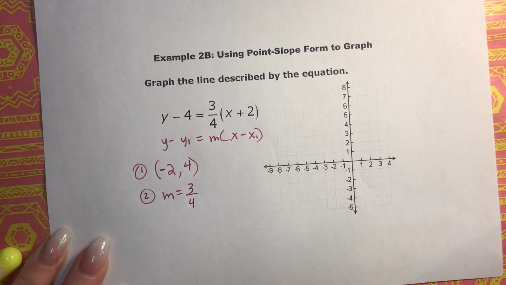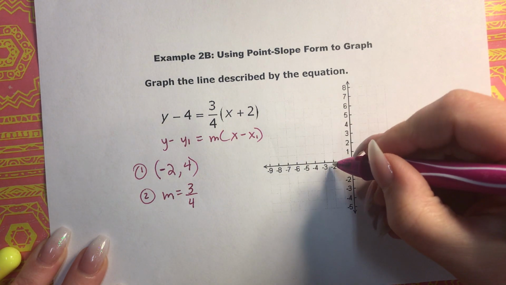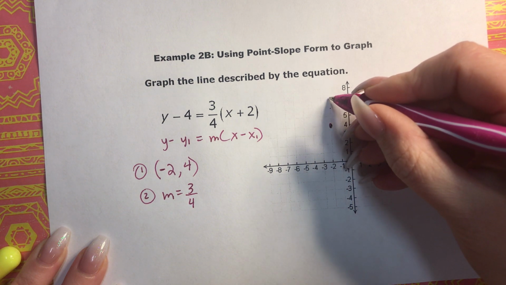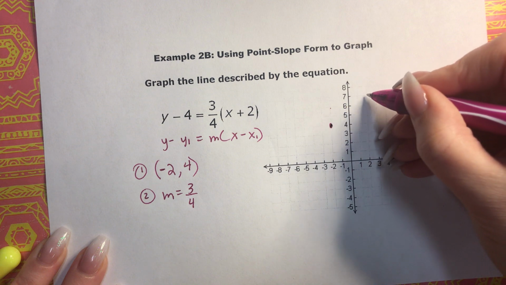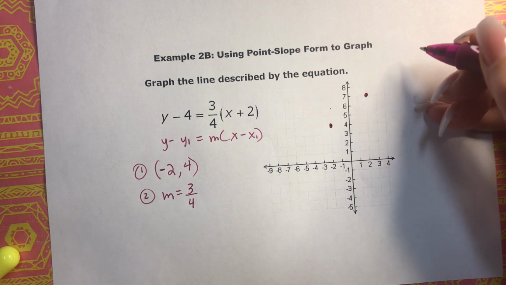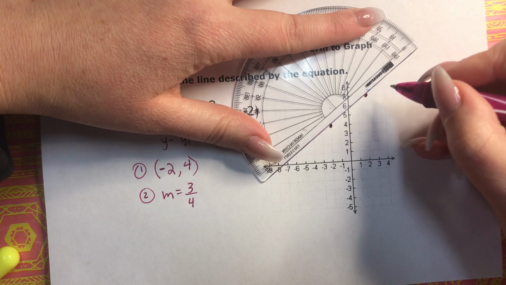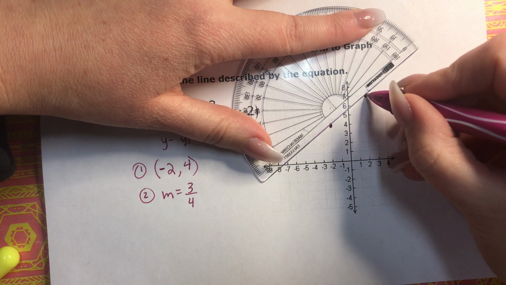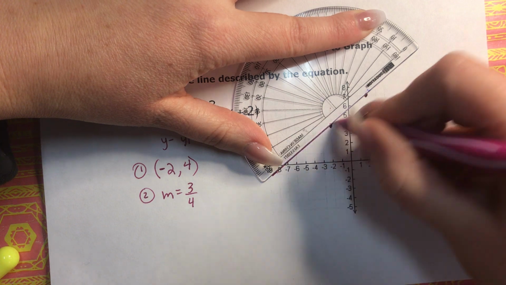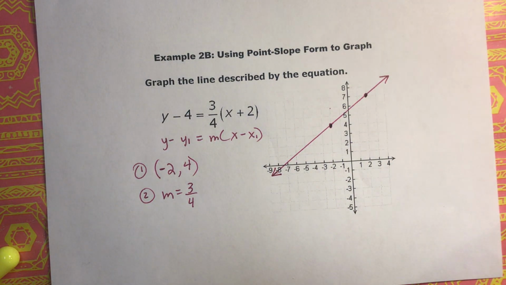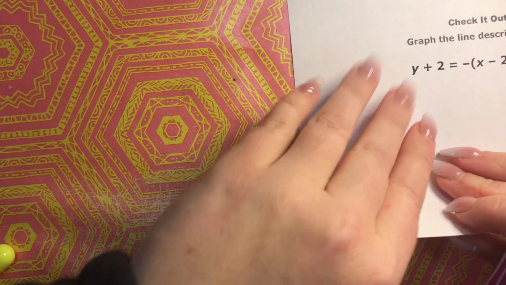So let's do it. Negative 2, up 4, there's my point, and from this point I graph the slope. So up 3, 1, 2, 3, over 4, 1, 2, 3, 4. And there we have it, my point and my slope, and now I can graph my line, which is right there. Awesome. Okay, let's look at the next example here.